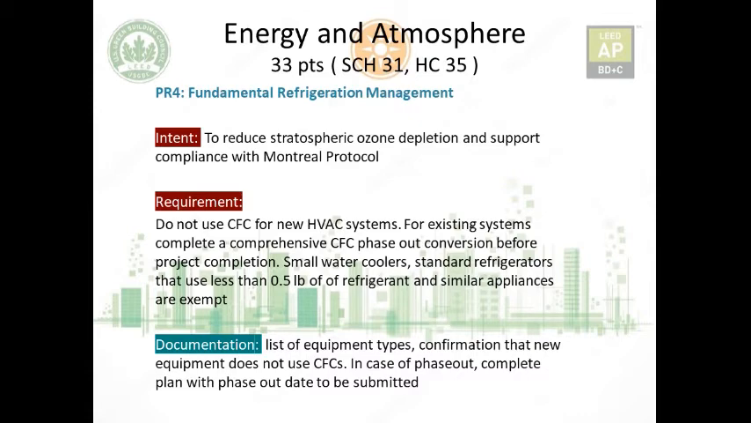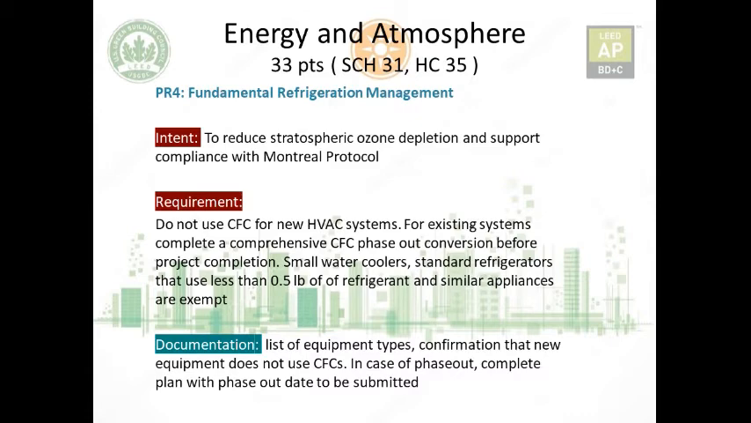Apart from that, small water coolers, standard refrigerators that use less than half pounds of refrigerant of CFCs and any similar appliance might be exempted from this prerequisite requirement. But the idea is that Montreal Protocol bans CFCs, so new systems should not use it.